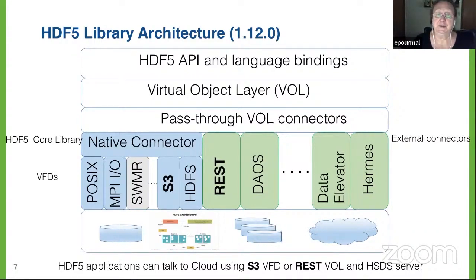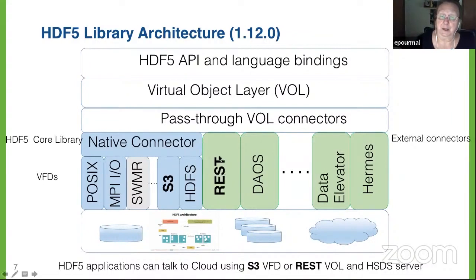It captures calls from the application and it redirects the flow through another layer, which is called pass-through connectors, to external connectors that talk to different types of storage. Those are external, those are not part of the HDF5 library. They come as libraries and they are dynamically loaded at runtime.